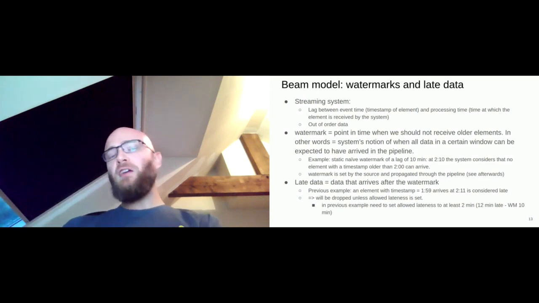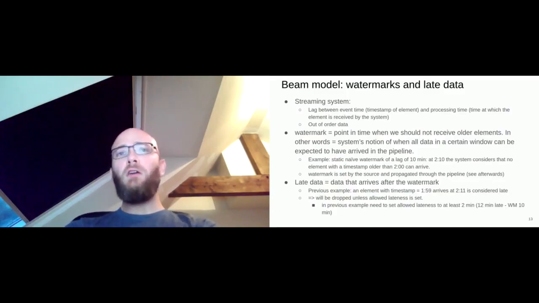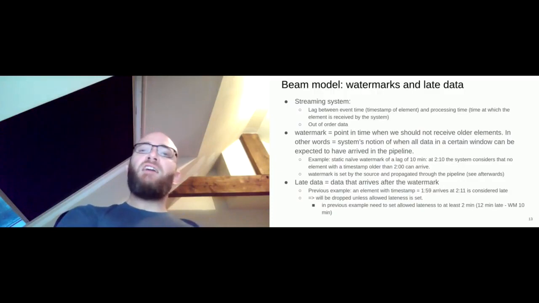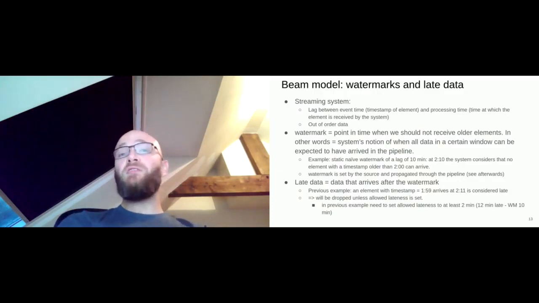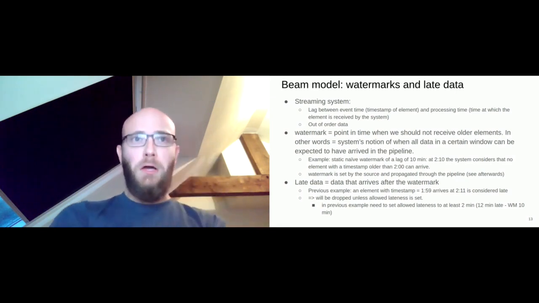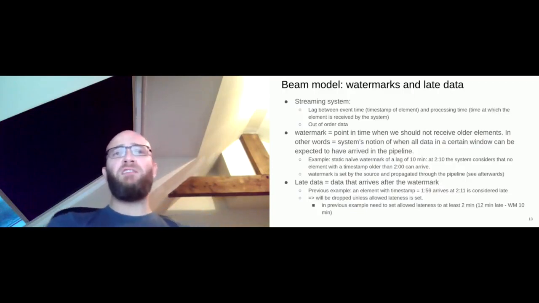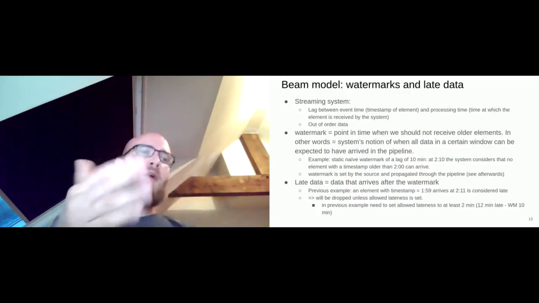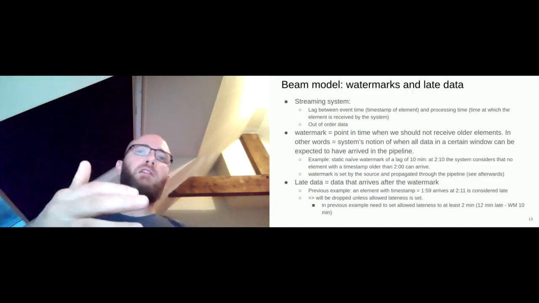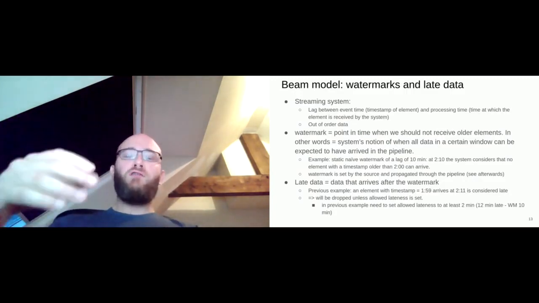So if I take a very simple, very naive example of a 10-minute lag watermark, a very static watermark, at 2:10 the system will consider that no element with timestamp older than 2 o'clock can arrive. So it's a 10-minute lag watermark. The watermark is set by the source, and it's propagated throughout the pipeline through the different transforms.